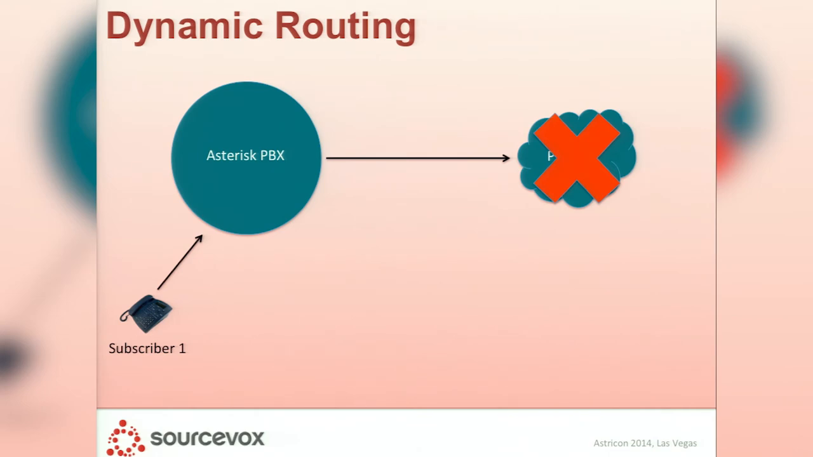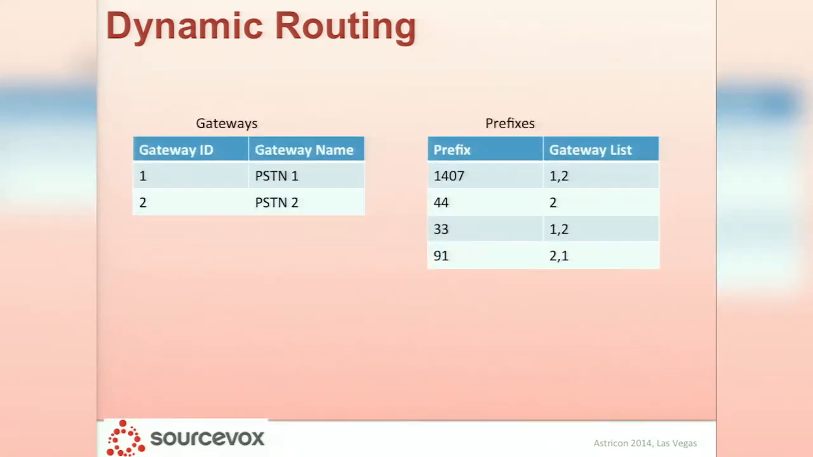Just a quick overview of how dynamic routing configuration would look is you've now got two carriers. Your first PSTN carrier has exploded, so you decided you need another one. So you've got two PSTN carriers, gateway ID 1 and gateway ID 2, and then you've got all the prefixes you can send calls to. And you'll see the gateway list, and that's the order in which OpenSIPS will send calls to these gateways.